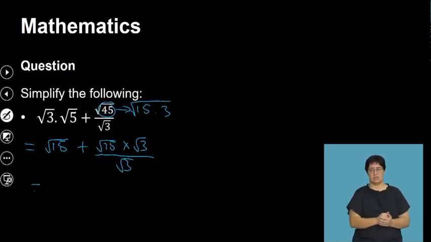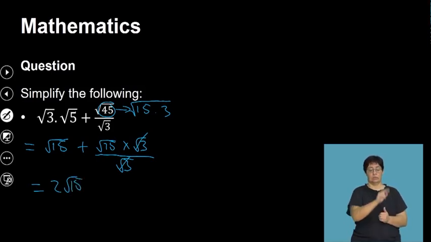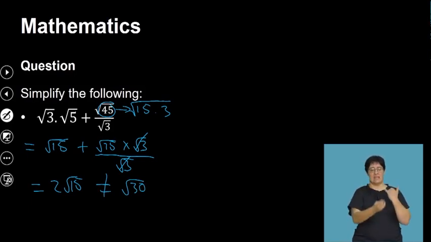And therefore, that root 3 and that root 3 will divide each other, and I will have 2 root of 15. Now, please don't make the mistake of thinking this is actually supposed to be root of 30, right? Because that's one of the mistakes that you guys make. You think you can add what is inside there and what is inside there.